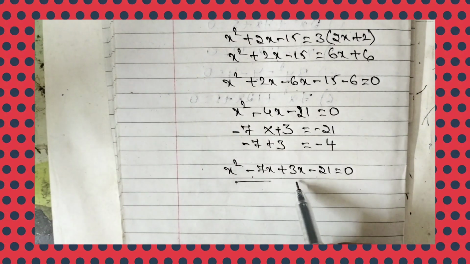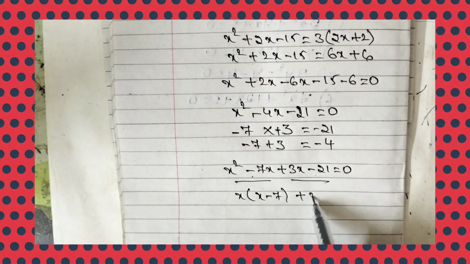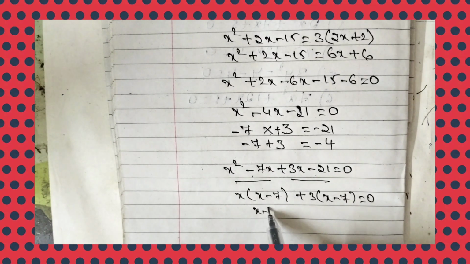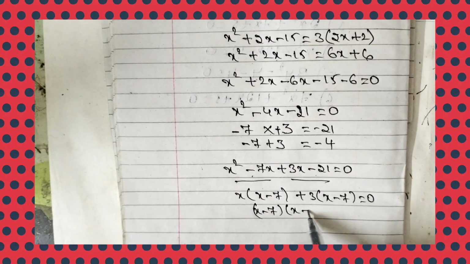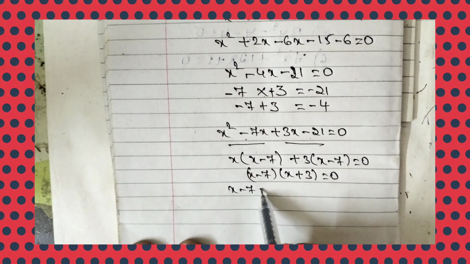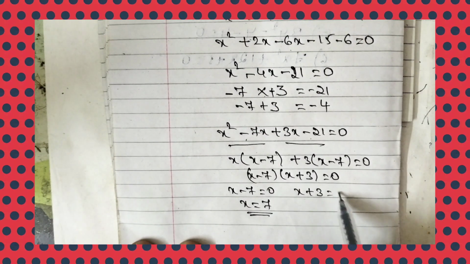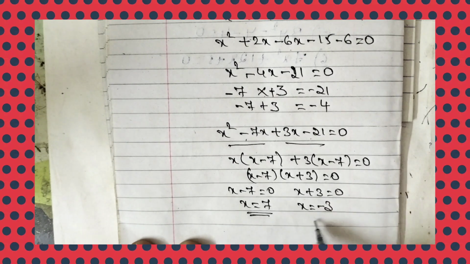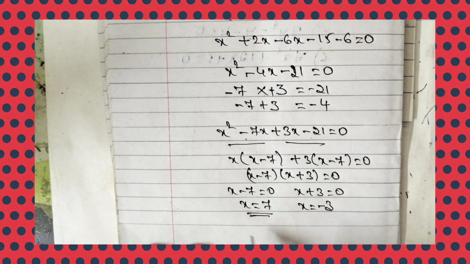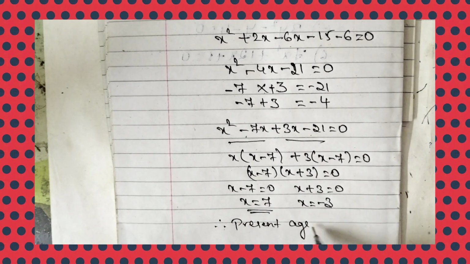So now make these two one group and these two one group. x is common, then remaining is x minus 7. Plus 3 is common, remaining is x minus 7, which is equal to 0. So x minus 7 is common to both, and remaining is x plus 3, which is equal to 0. So now x minus 7 is equal to 0, x is equal to 7. Then x plus 3 is equal to 0, then x is equal to minus 3. So here we have taken x as the present age of Rahman, so age will not be negative. Therefore, what is the present age of Rahman? Therefore, present age of Rahman.